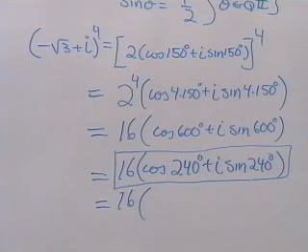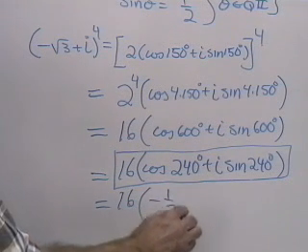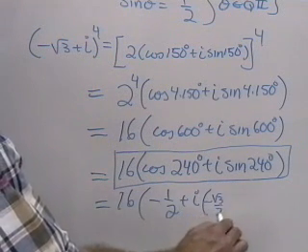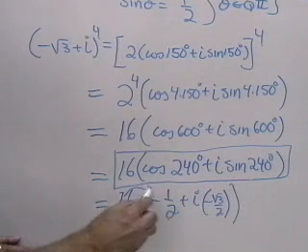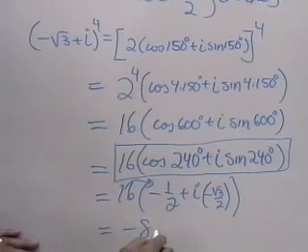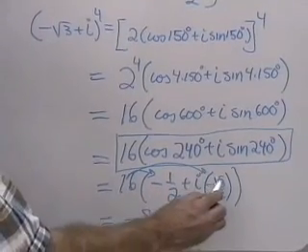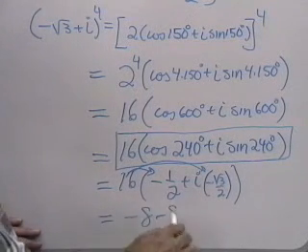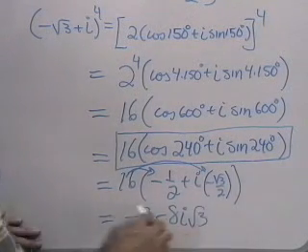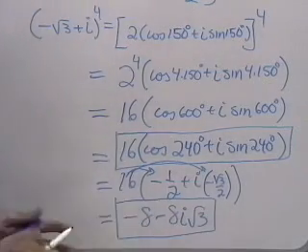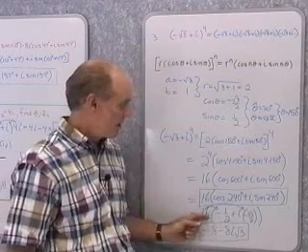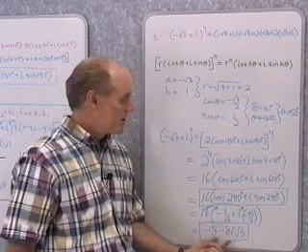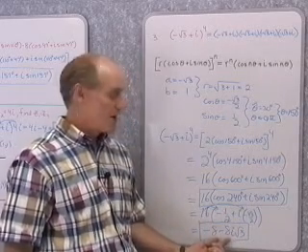Cosine 240 is going to be negative 1/2. Plus I times sine of 240, which is negative square root 3 over 2. So let's say I multiply 16 times negative 1/2, I get negative 8. And then 16 times negative square root 3 over 2 will be negative 8I square root 3. I think I might have said square root 2, and that's square root 3. In any case, 16 times negative 1/2 is negative 8. 16 times I times negative square root 3 over 2 is negative 8I square root 3. So here's my answer, in fact, in algebraic form.